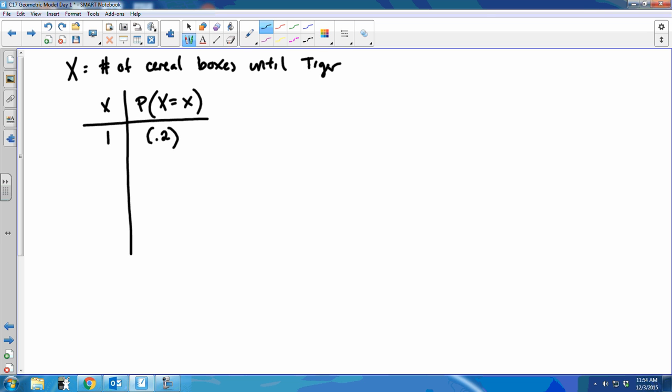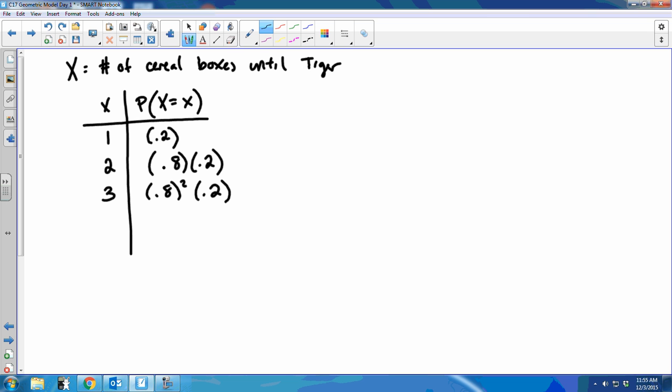Maybe that doesn't happen. Maybe it takes me 2 boxes. Well, that means I didn't get a Tiger Woods card, and then I did. Right? And then I didn't get a Tiger Woods card, but then I did. Right? Now we have to continue this, and there really isn't some necessary endpoint, right? There isn't a specific number of cereal boxes to which we would get the first one. Like, it could be infinite, correct?